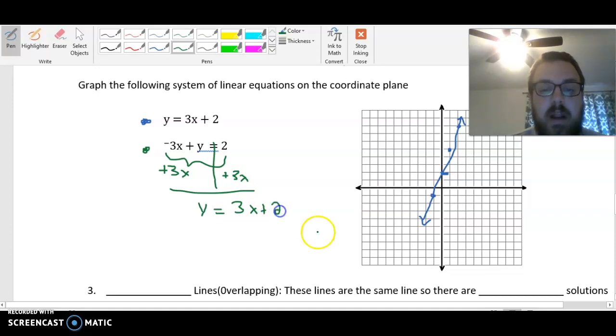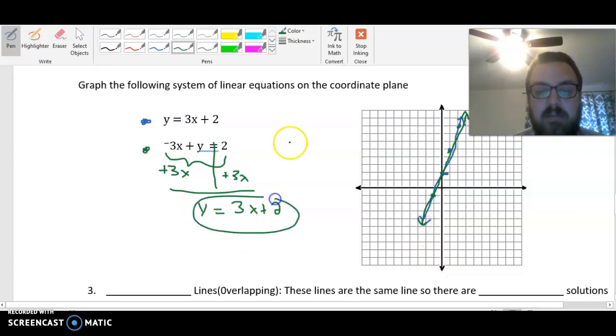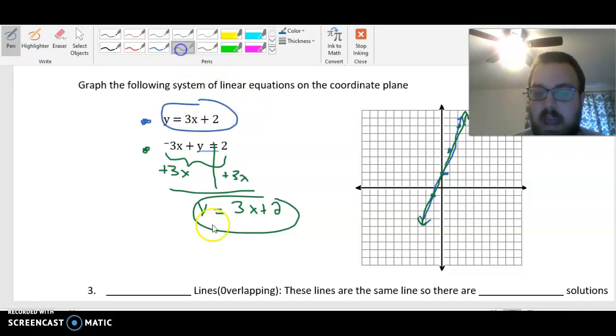I don't know about you, but I'm already starting to have a little bit of deja vu. I'm at 2. I go up and over, up and over. I can go backwards. Yeah, this is looking a little familiar. Kind of looks like these lines are right on top of each other. In fact, if I look at their equations, y equals 3x plus 2, and the blue one was y equals 3x plus 2. They're the same. Interesting. Okay? These are the same lines.